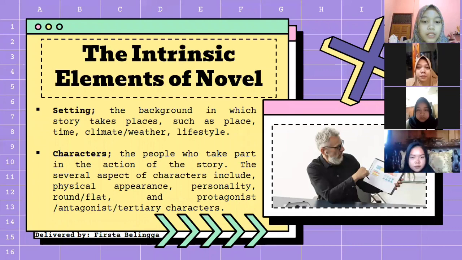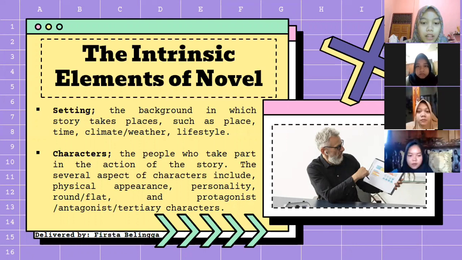There are several aspects of characters, including physical appearance. This is based on information given by the author or the narrator. And then personality. Personality is delineated through the character's thoughts, words, and deeds, through the narrator's descriptions, and through what other characters say. And the next is round or flat. A round character is fully developed by the author and experiences significant changes throughout the novel. And a flat character has hardly any development whatsoever and experiences little to no change.